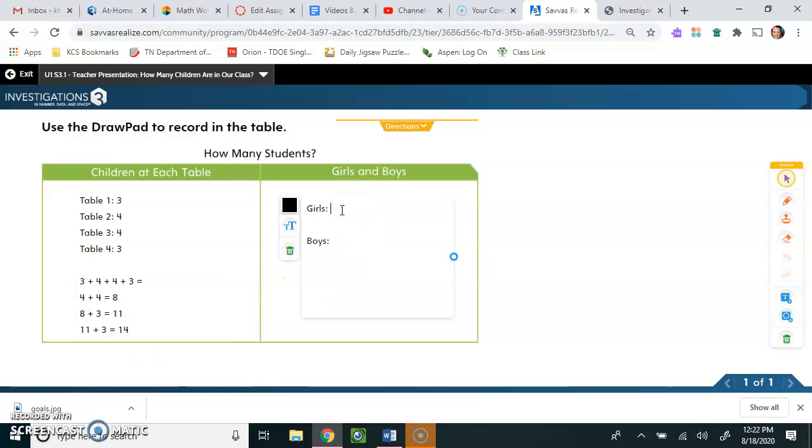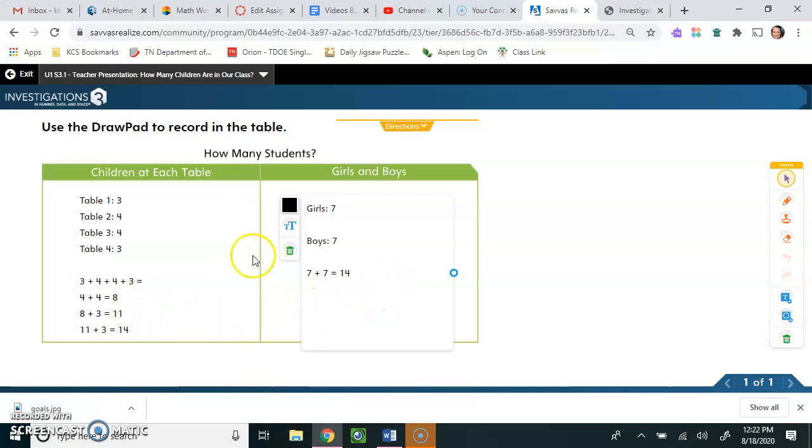Let's check it over here and see if we end up with the same number when we add our boys and our girls. Do you think that we would end up with the same number as when we counted by tables? I want you to think about that for a second. We have 7 girls in our class right now, and we have 7 boys in our class. So that's pretty easy to figure out. That's our doubles, 7 plus 7. What does that equal? Absolutely, 14. And that's the same number I got over here when I added people up by table.